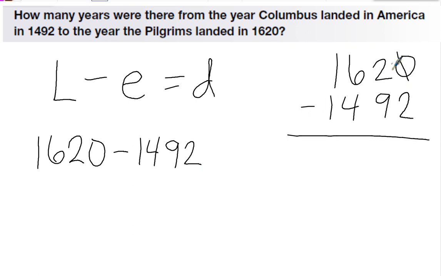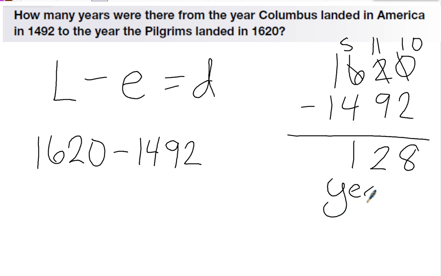So I need to borrow. 10 minus 2 is 8. Borrow again. 11 minus 9 is 2. And 5 minus 4 is 1. 1 minus 1 is 0. So there were 128 years between these two events.